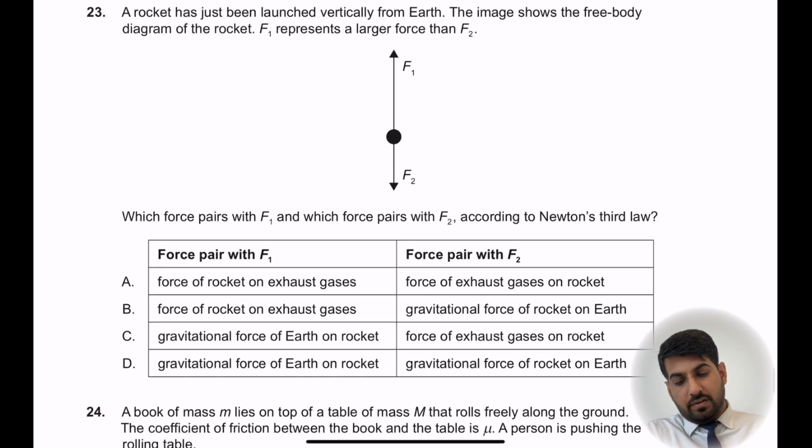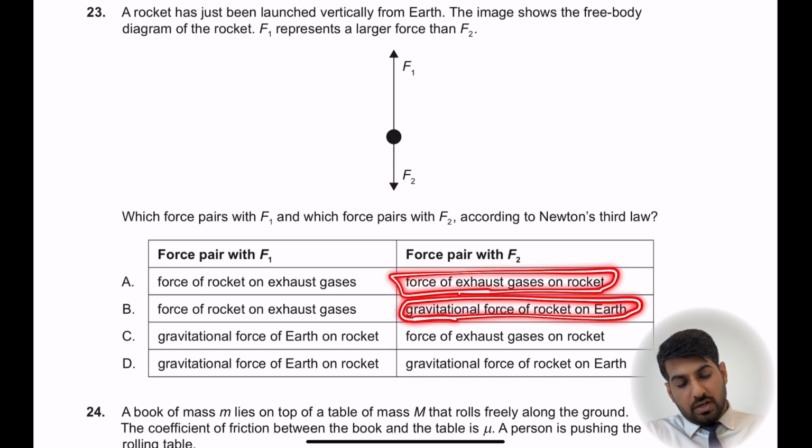Now question number 23. A rocket has just been launched vertically from Earth. The images show the free body diagram of the rocket, where F1 represents a larger force than F2. Which force pair F1 and F2 according to Newton's third law? So we know that F2 is given in these terms. F2 is the force of exhaust gas on the rocket.